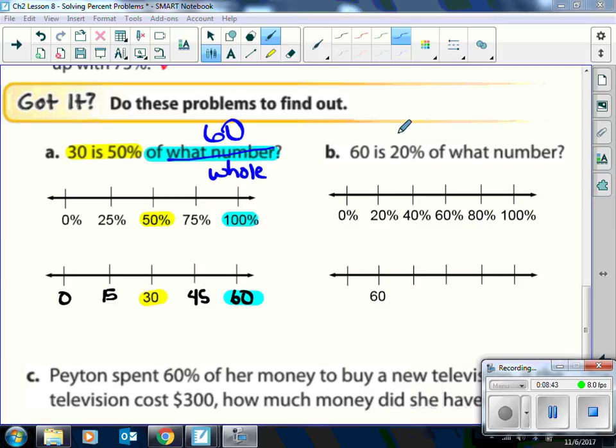So 60 is 20% of what number? And once again, we're trying to find the whole, or the 100%. So it says in the question, 60 is 20%. So the 60 and the 20% are going to line up, right? So there's my 60, and there's my 20%. Now, we know we're going to count by 20s because that number is 0, the next number is 20. Is everybody with me? So 20, 40, 60, 80, 100 for the percent number line.